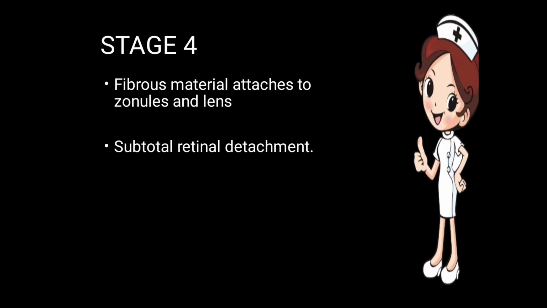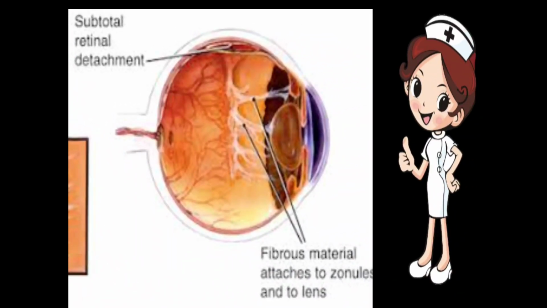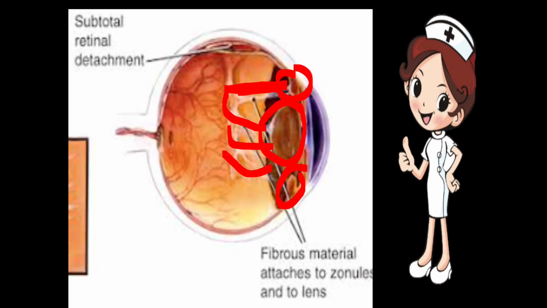Next one is stage 4. In stage 4, fibrous material attaches to the zonulars and lens, and there is subtotal retinal detachment. So these were the fibers. They start attaching to the zonular fibers. These are the zonular fibers and this one is the lens. So this whole material starts attaching to the lens as well as the zonular fibers, and there is a subtotal retinal detachment, meaning the retina gets detached from the other layers. Okay, retinal detachment starts here, but here it is a subtotal retinal detachment because the whole fibrous growth pulls out the retina.